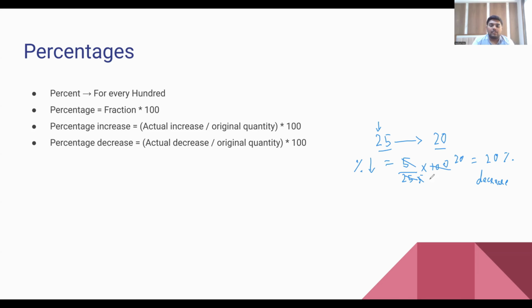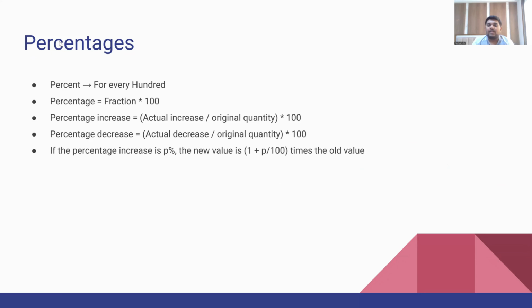So whenever you are given an increment or a decrement in the options, it will be written an increase of X% or increased by X%. So it means the same thing, what we have seen here for percentage increase. Okay. So now, if the percentage increase is P, then the new value is 1 plus P by 100 times the old value.